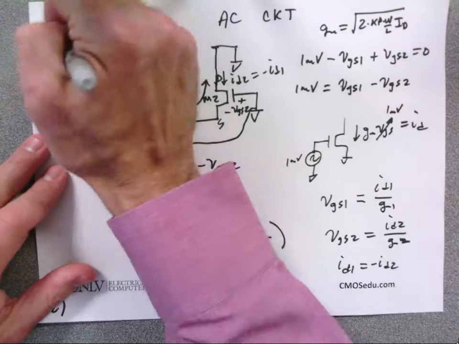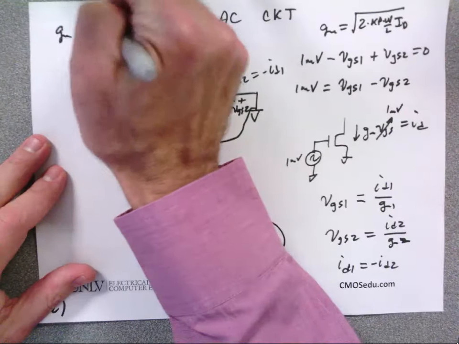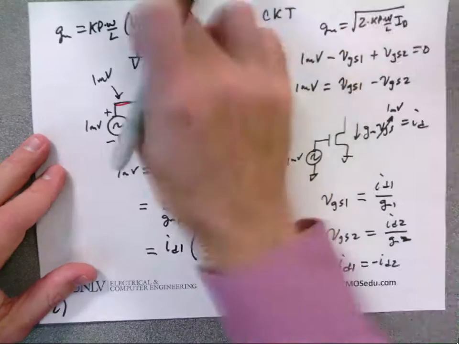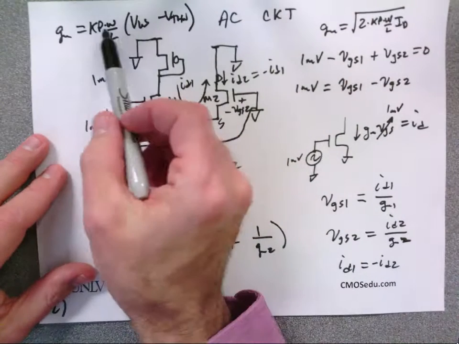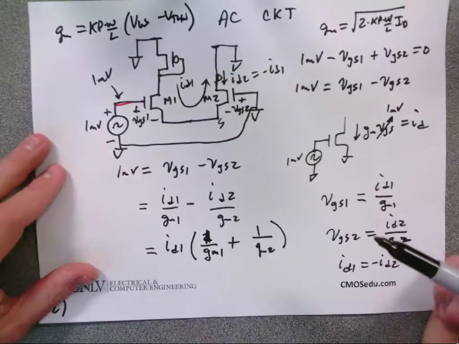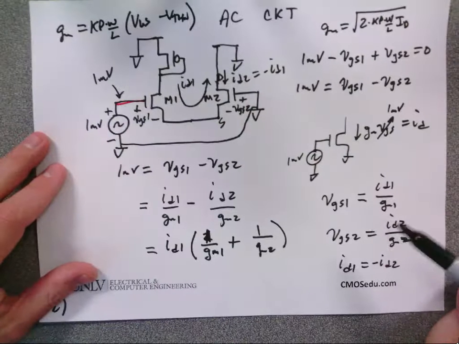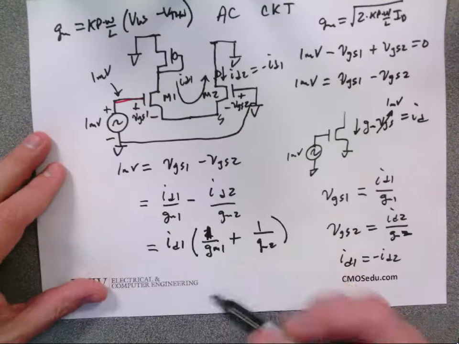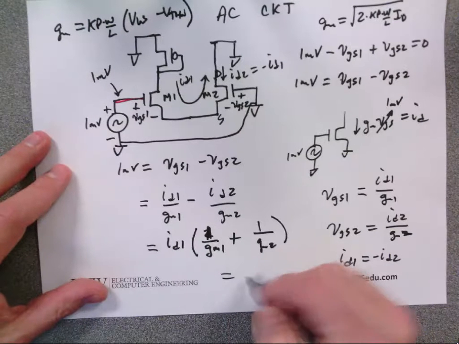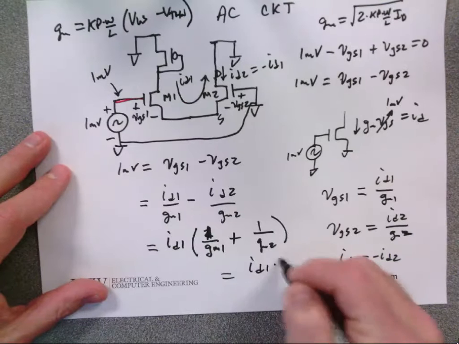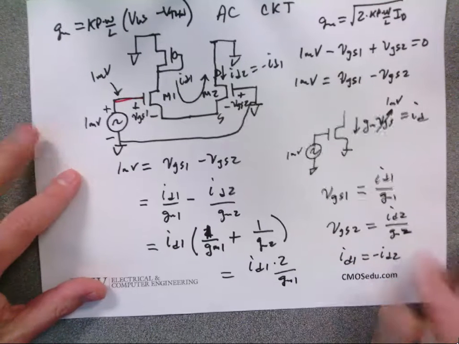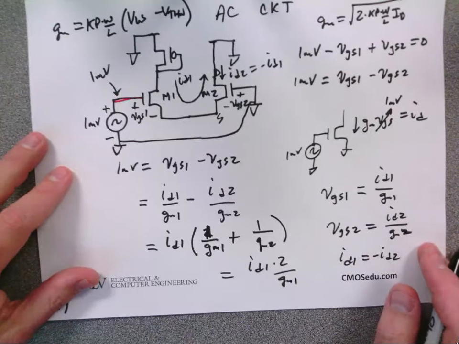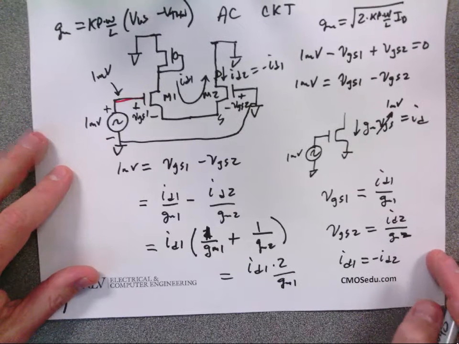Oh wait, but I also know GM is equal to Kp times W over L times VGS minus V threshold N. These are equal. They have same VGSs, same sizes. They got to be equal. Yay or nay? Does everybody agree? So I can say that this is equal to ID1 times 2 over GM1. Yay? Tell me what to do now.